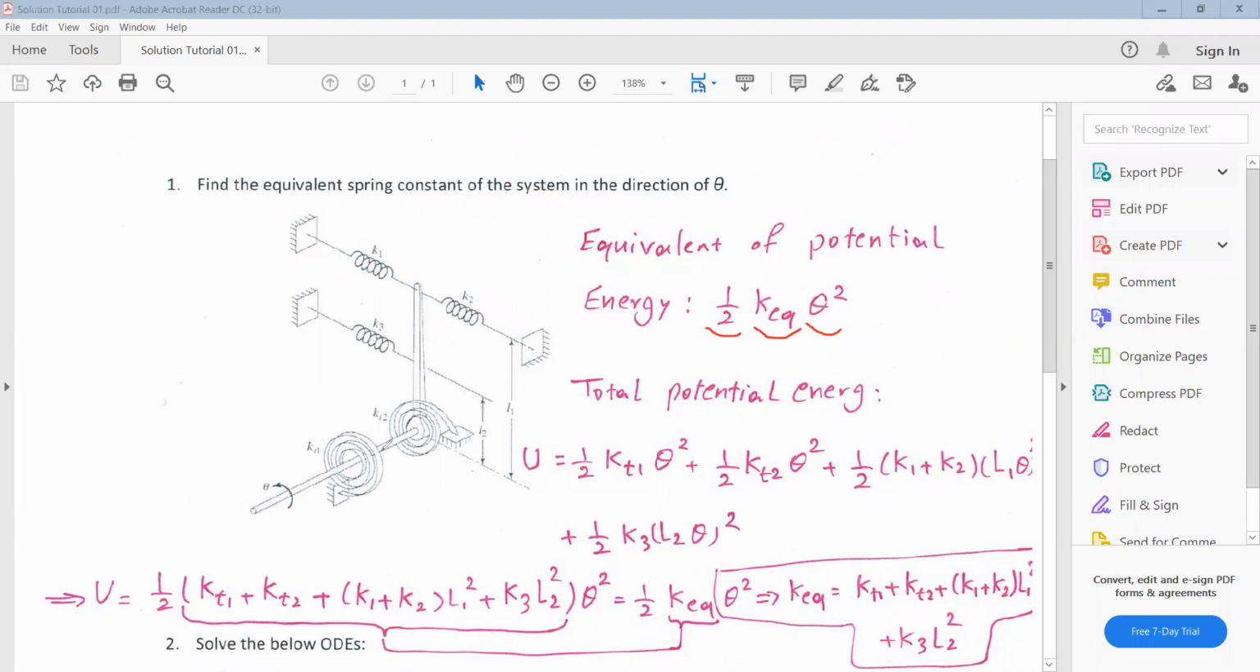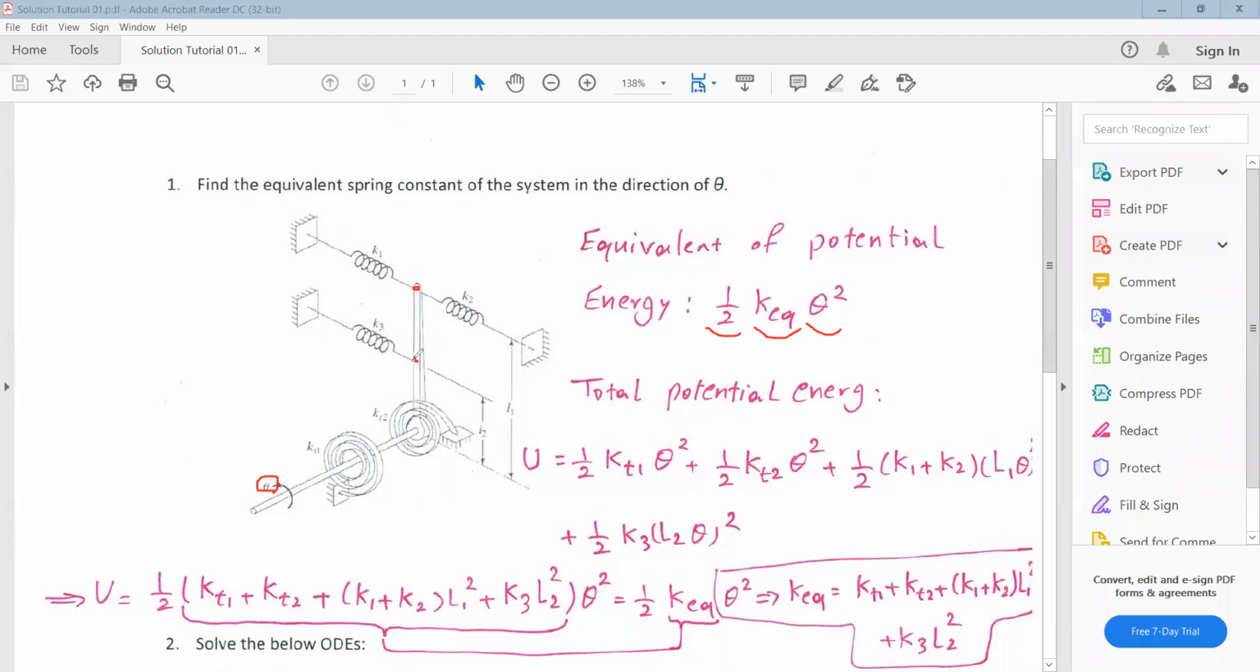Because this is a system with a single degree of freedom, we can assume theta as the single degree of freedom, and we can write the displacement of this point for K3 and this point for K1 and K2 as a function of theta. So you can see this is a system with only one degree of freedom, because you can obtain the displacement of each point as a function of theta.